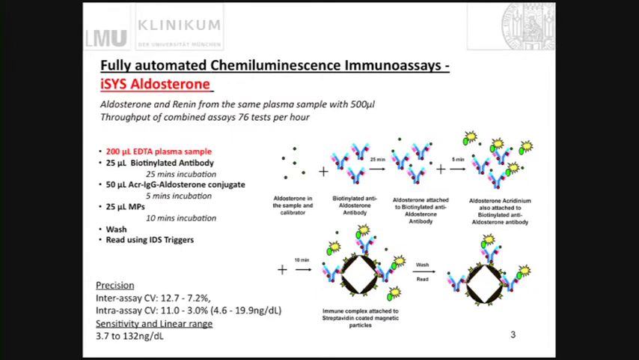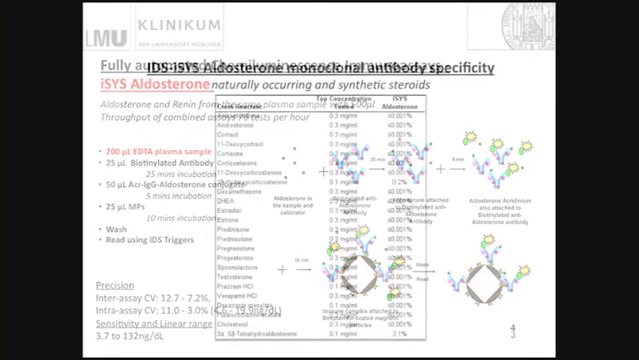After this stage, there's a wash step, and the triggers are added, at which stage the chemiluminescence signal which is produced will be inversely proportional to the amount of aldosterone originally present in the sample, as it's a competitive immunoassay. The linear range of the assay is 3.7 to 132 nanograms per deciliter, and it showed good precision, inter- and intra-assay precision in the lab in Munich, tested at these concentrations at below 13%.